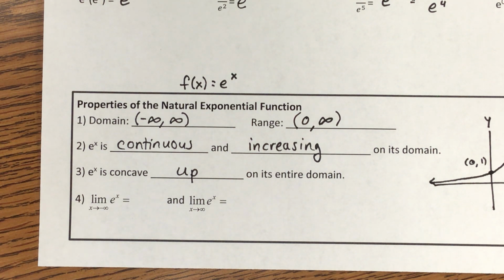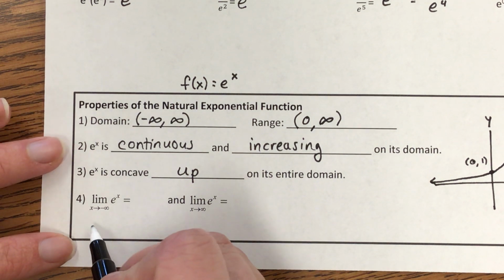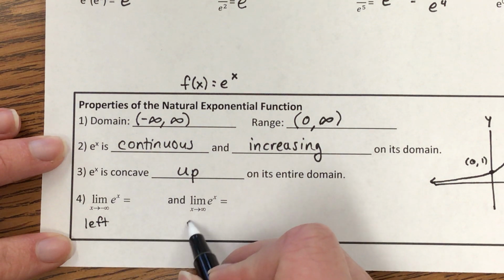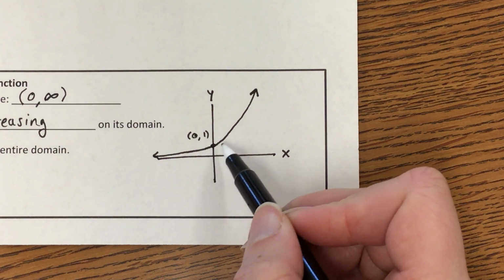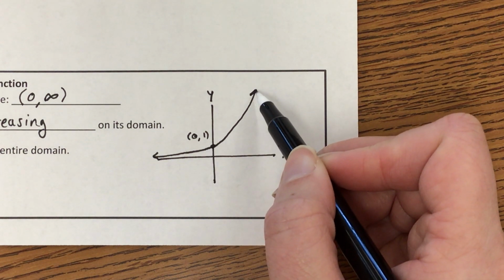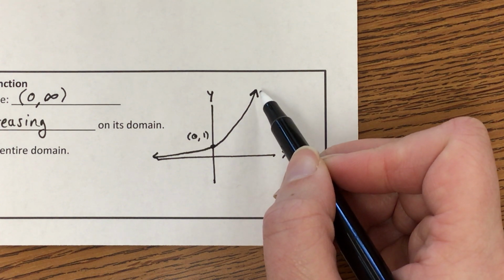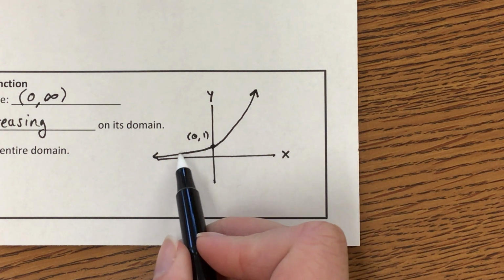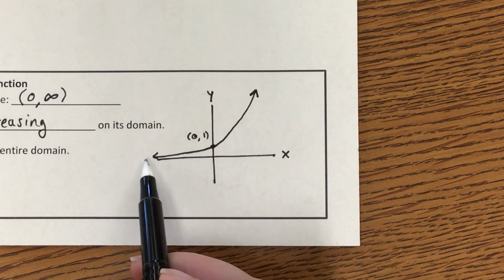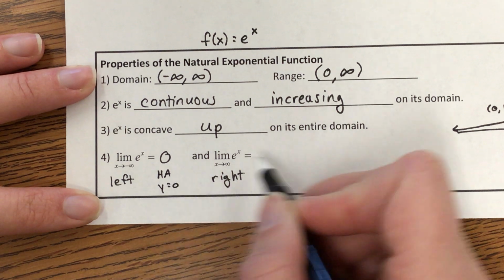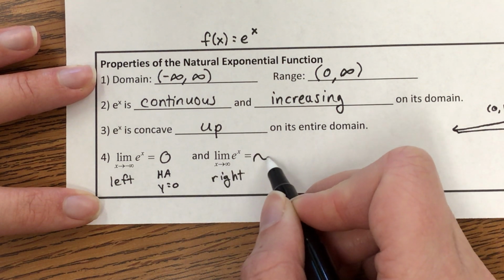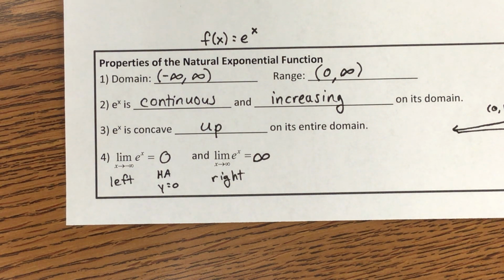Number 4, limits as x goes to negative infinity and positive infinity. That's just end behavior. So this is the left end behavior, and this is the right end behavior. To the right, our y values go up forever, so positive infinity as x goes towards infinity. As x goes towards negative infinity, we are getting really close to the y value of 0. So left end behavior is 0 because of the horizontal asymptote at y equals 0. And there is no limit on the right-hand side, so positive infinity because it's going up.